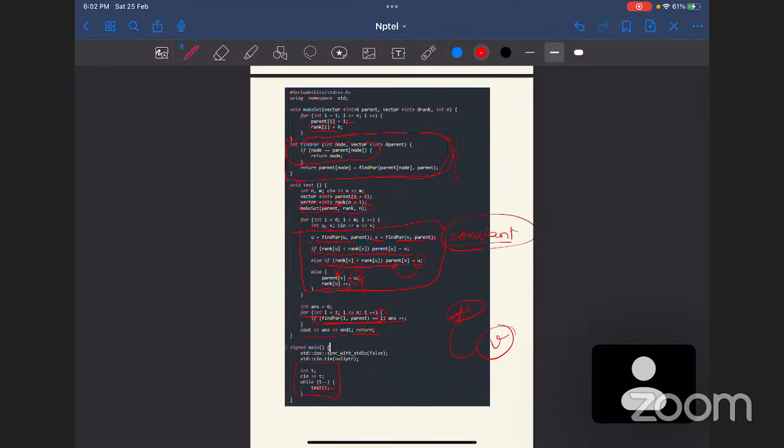So in this way, we have performed the disjoint set union. It is a very simple algorithm. You just need to understand and go through it once.